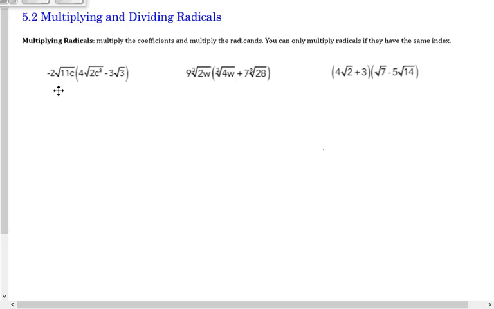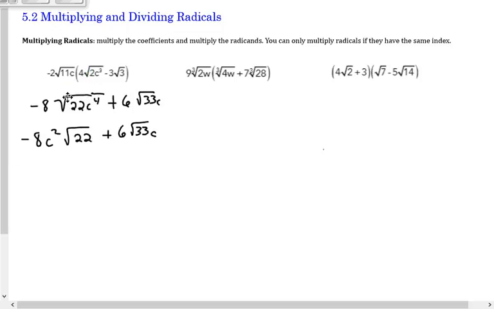So, looking at our first example, we've got one term here, negative 2 root 11c, multiplied by this binomial here. So we have to distribute this negative 2 root 11c in through to this term and this term. So in order to do that, we're going to multiply negative 2 by 4 to get negative 8, root 11c by 2c cubed to get root 22c to the power of 4, and then negative 2 multiplied by negative 3 to give us positive 6, and our radicand would be 3 multiplied by 11c to give us 33c.